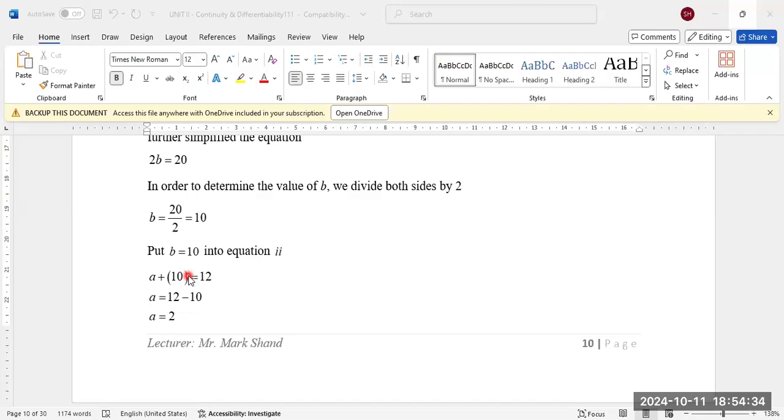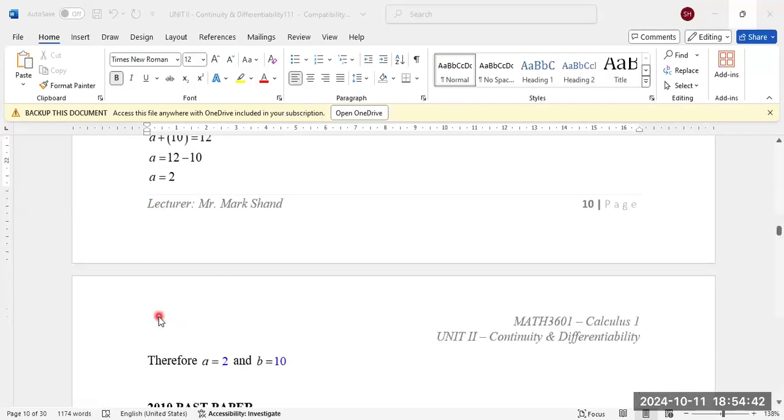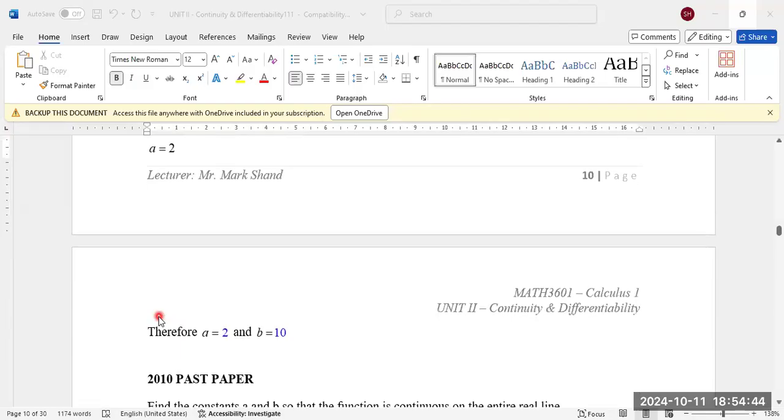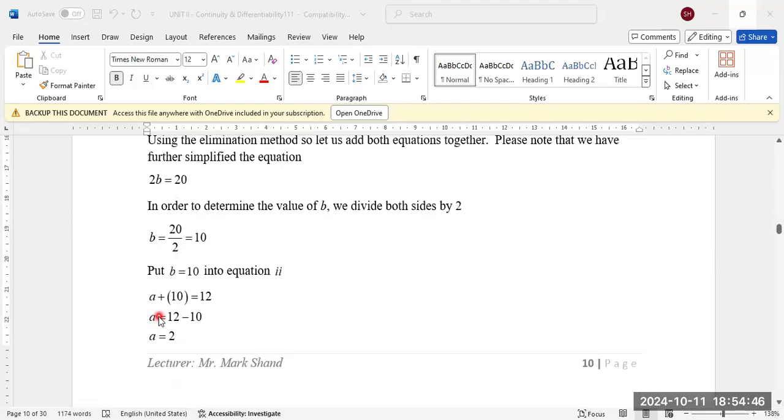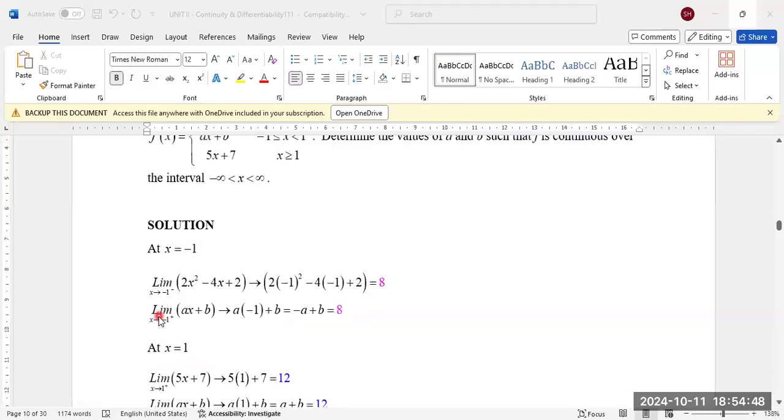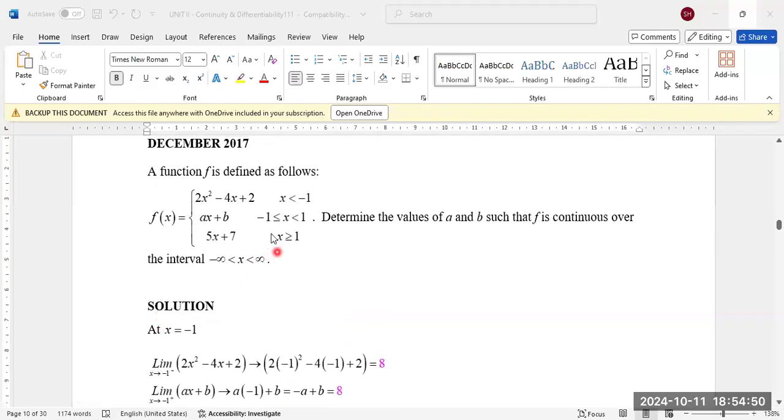A plus 10 is equal to 12. I'm subtracting 10 from both sides. A is going to be equal to 2. So I'm saying to you, in order for that to work, the value of A must be equal to 2, and the value of B must be equal to 10 for this function to be continuous every single time. All right. Let me just press pause and then you share and I'll show you something.